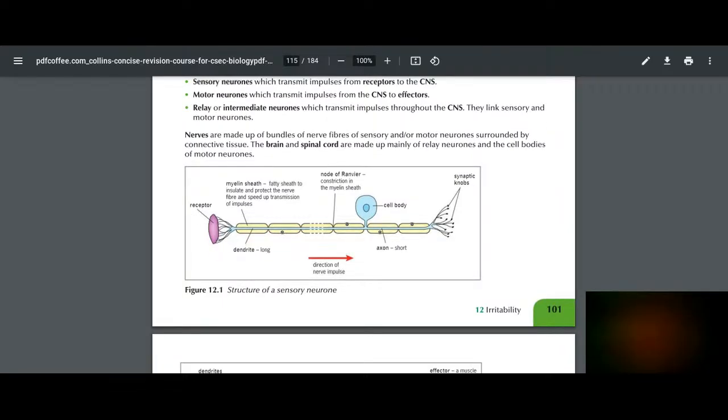I urge you to know the main function and the main diagram of the neurons. You should know where the receptor is, where the myelin sheath is, where the dendrite is, where the cell body is, and where the axon is. This is an example of a sensory neuron.